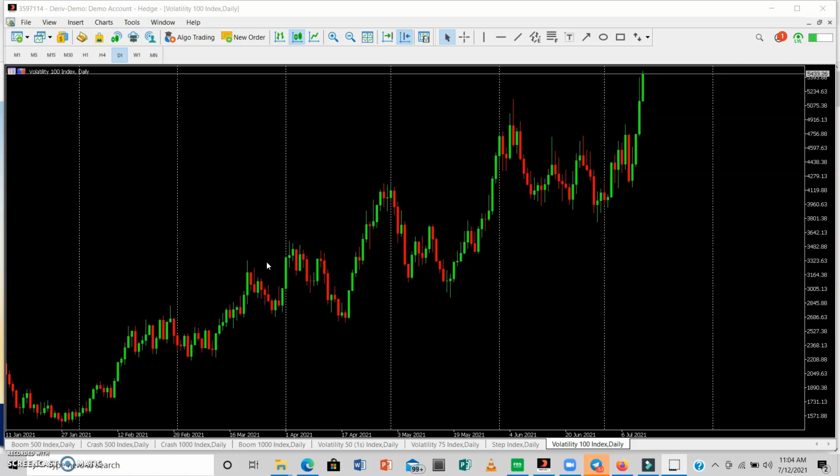Okay, with that said, let's take a look at V100 in the daily time frame. So generally we can see that there's been an upward movement, or basically we have been in an uptrend for quite some time now, since the beginning of the year up to the middle of the year, which we are in right now. And generally this momentum seems to be continuing on and on.